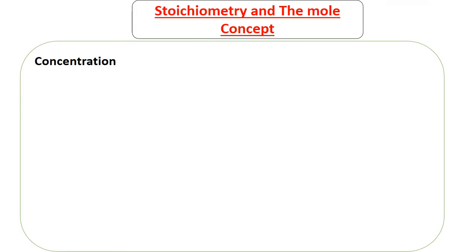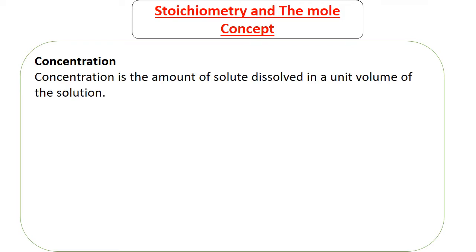So the first quantity we're going to learn how to calculate is called concentration. Hope you are concentrating. So what is concentration? Concentration is just the amount of solute dissolved in a unit volume of the solution. So a solution that has more solute is said to be more concentrated than a solution that has less amount of solute. How do we calculate concentration?